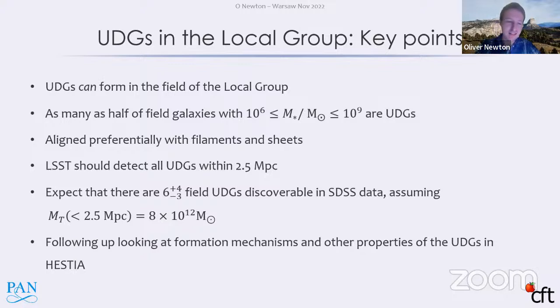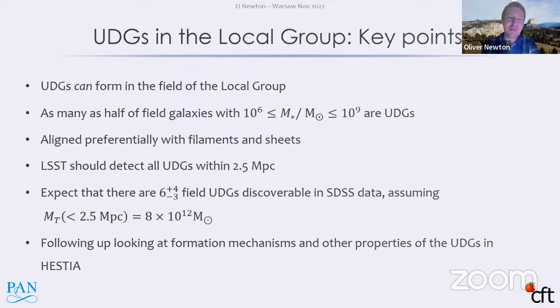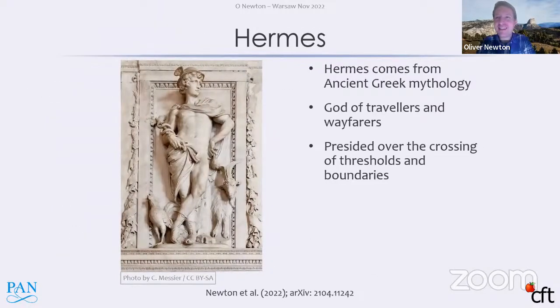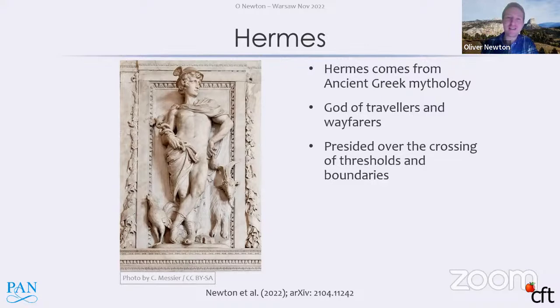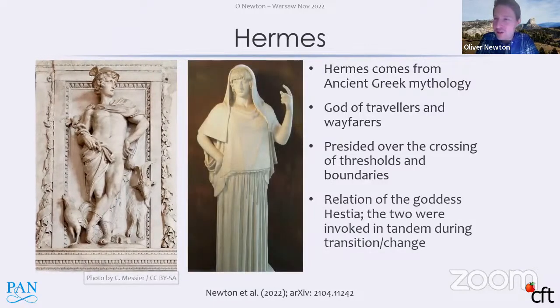So this comes from the ancient Greek god Hermes. I have a nice slide here. From ancient Greek mythology, he was god of travelers and wayfarers and presided over the crossing of thresholds and boundaries. But the other nice tie-in with Hestia is that he was a relation of the goddess Hestia, and they were often invoked in tandem during times of transition and change. So it fitted quite nicely to describe these halos that traveled through the local group and the Milky Way and M31.